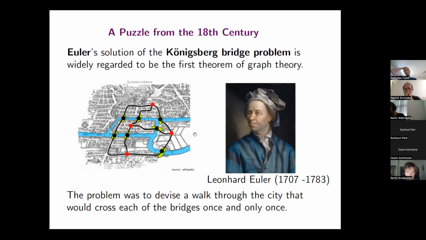So how exactly do we model this as a graph? Each part of the city that is separated by this river will be a vertex, and now we draw an edge through each bridge. And now we want to have a walk in this graph that traverses every edge exactly once. By Euler's theorem, this is possible if and only if there are at most two vertices in this graph that have an odd number of incident edges. So if you have more than two vertices that are incident to an odd number of edges, you cannot have such a walk.